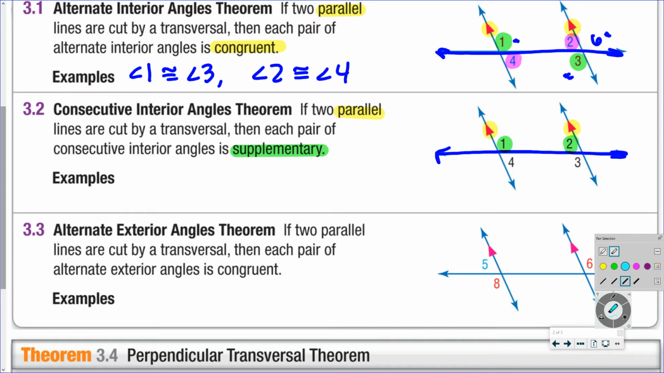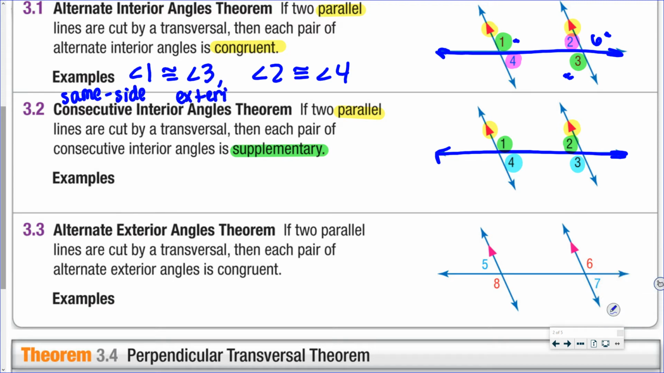consecutive interior. Or sometimes you'll see this as same side interior or same side exterior. And this always would hold true that these will add to 180 because they're supplementary. Angle 1 and angle 2 are supplementary. We know what that means. That means their angle measures add to 180.